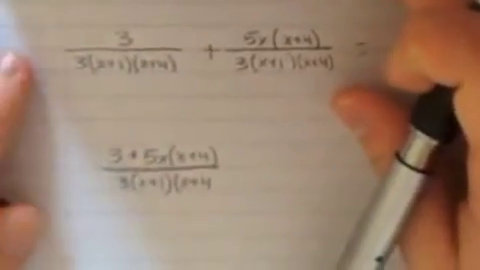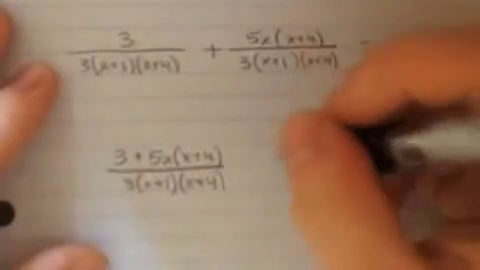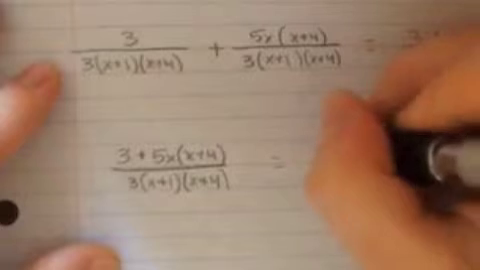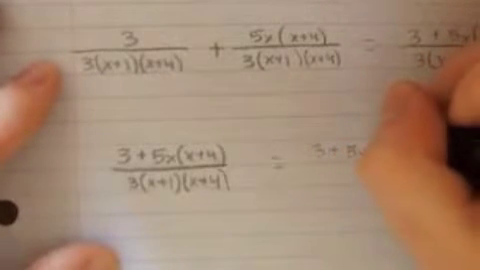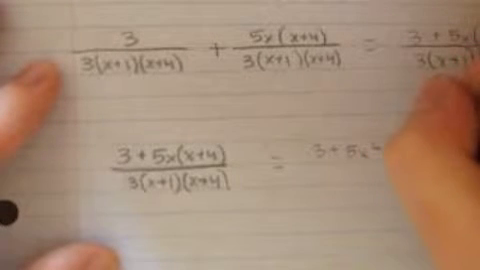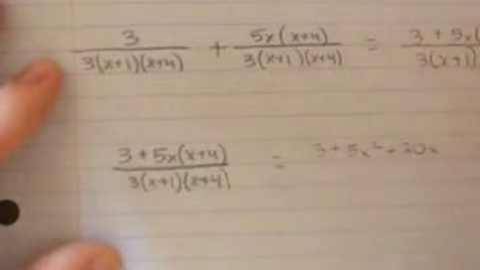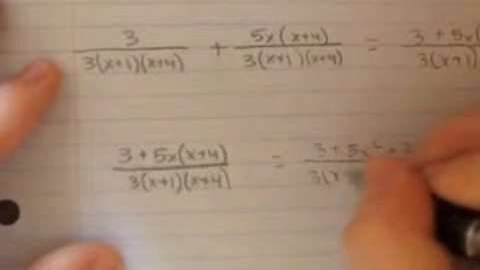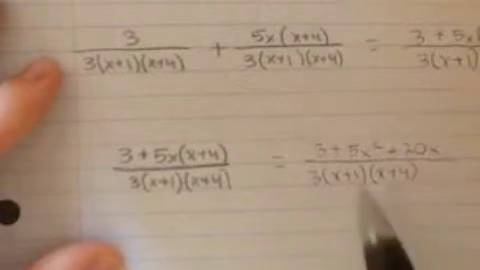Okay, and all we have to do now is just simplify it. So this is our final answer. And what we're going to do is just simplify the numerator. So this becomes 3 plus 5x squared plus 20x. And then you can put that in order if you want to. And then we leave the denominator the same. Okay, and that would be your final answer, and you would put those in order.